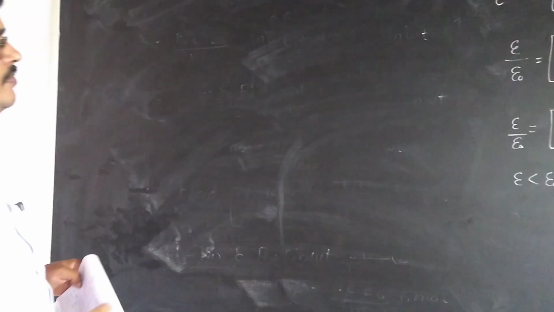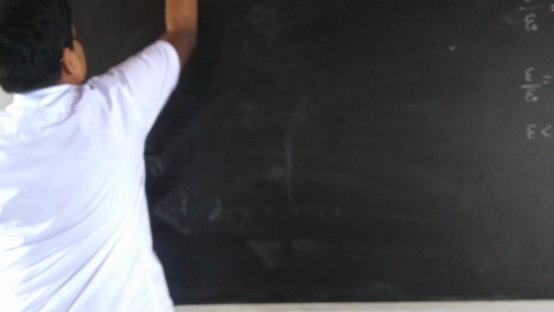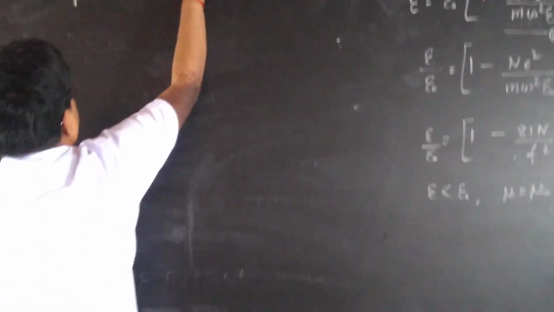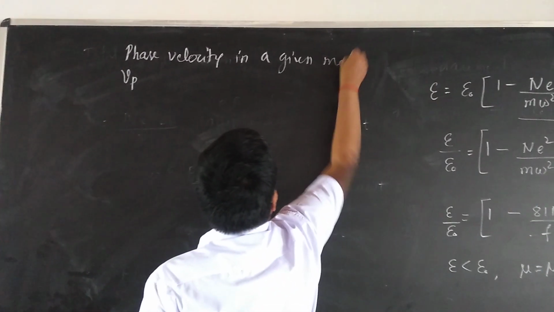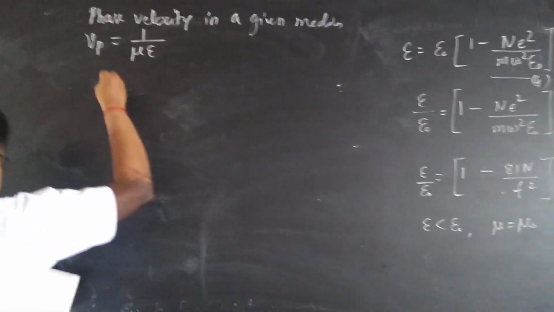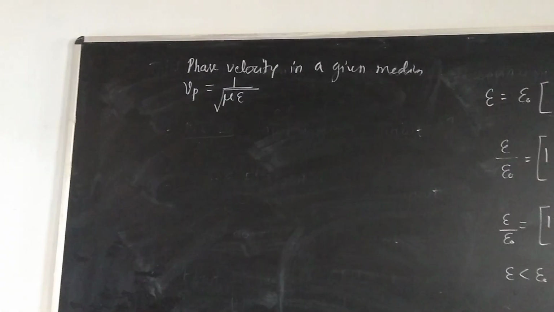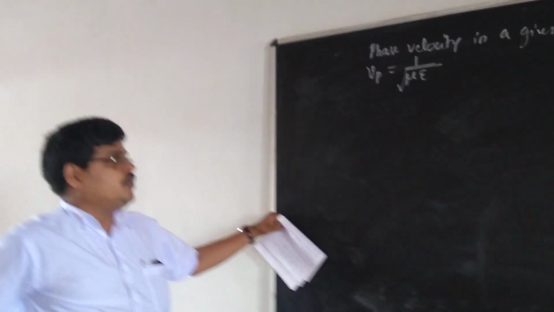So then the phase velocity in a given medium is equal to 1 divided by square root of mu epsilon. This is a standard equation, the velocity of an electromagnetic wave: V is equal to 1 divided by square root of mu into epsilon.